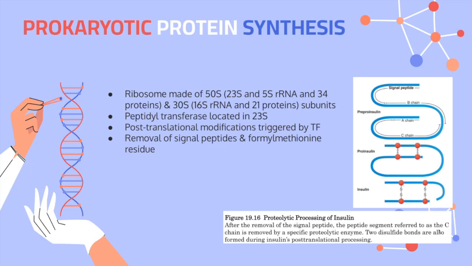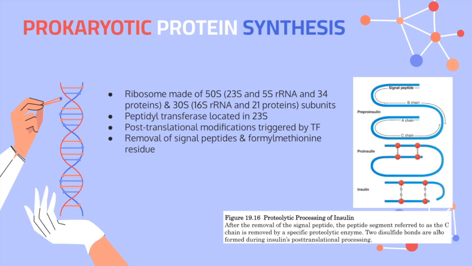Then we'll have some post-translational modifications in these proteins, and these will be triggered by trigger factors. The most common of these post-translational modifications would be the removal of signal peptides and of the formylmethionine residue. We remember that every peptide starts with methionine. However, not every functional protein in the world starts with methionine. So between the production and the functioning, this methionine residue has been removed.